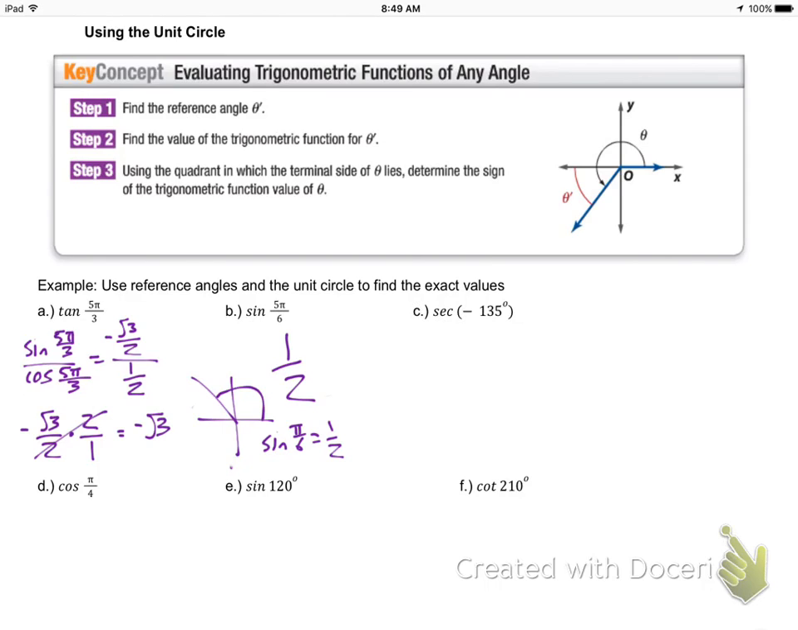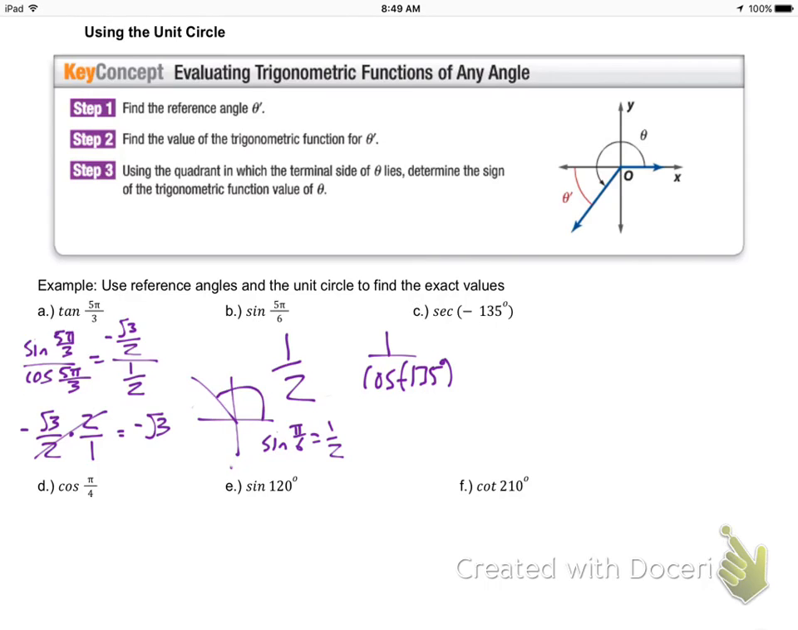Secant, now we have to switch it up a little bit. Try this one on your own. This time we're in degrees. Awesome, right? But we have secant. I don't like secant. Change it. What does it become? Secant is 1 over cosine. So 1 over cosine, negative 135 degrees.